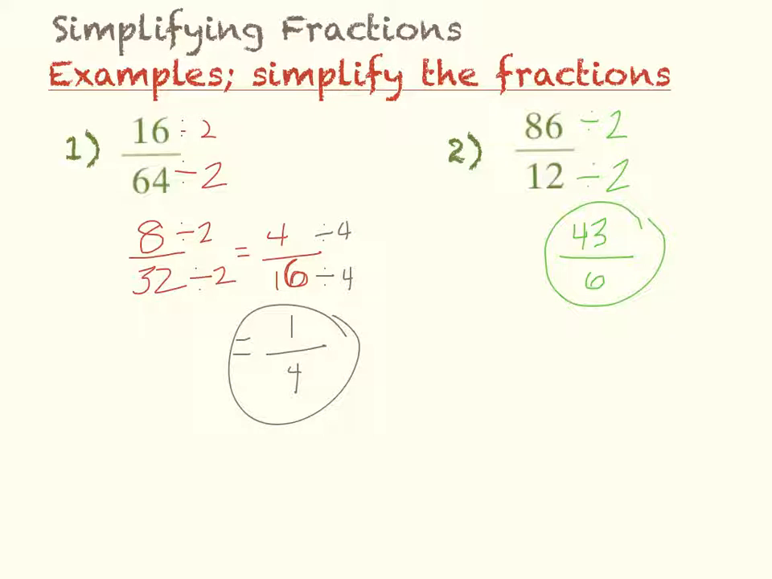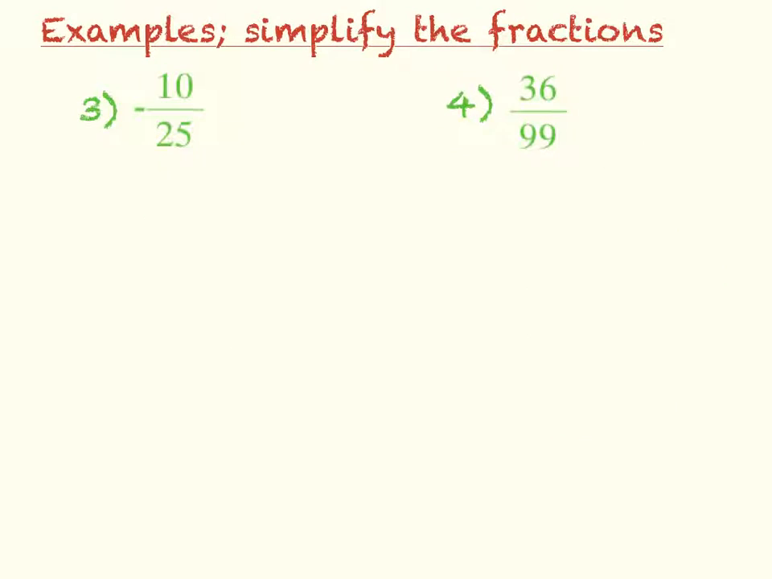This is what we call an improper fraction. I don't care if you leave it as an improper fraction, or you could change it to a mixed number if you want. So you'd have to find out how many times 6 goes into 43. Well, it goes in 7 times. 7 times 6 is 42. So there's going to be 1 left over. So it's 7 and 1/6, or 43/6. I don't care which one you use.